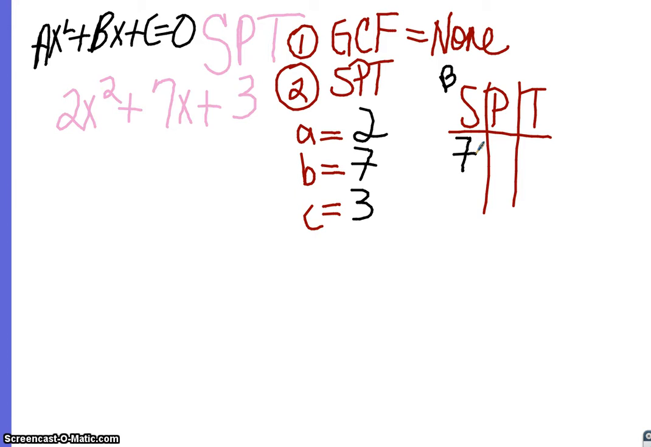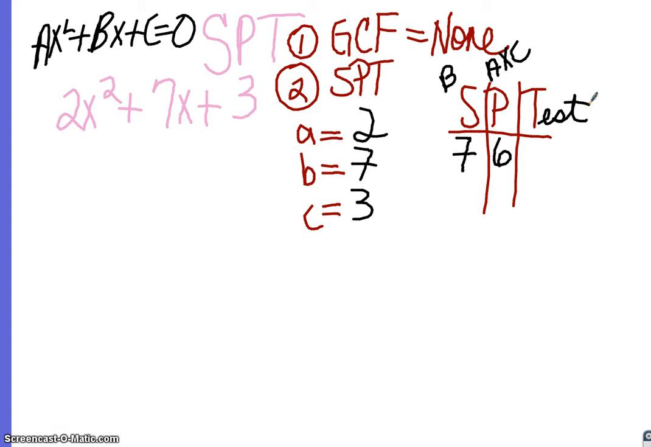And my P is always going to be the product of A times C. So I know my P is going to be 6. So T is test. Those are numbers that you're going to test so that they'll satisfy being a product of 6 when I multiply them together and a sum of 7 when I add them together. So I know that all my products of 6 are 6 and 1 and 2 and 3.